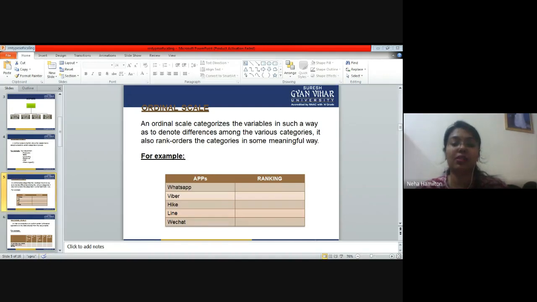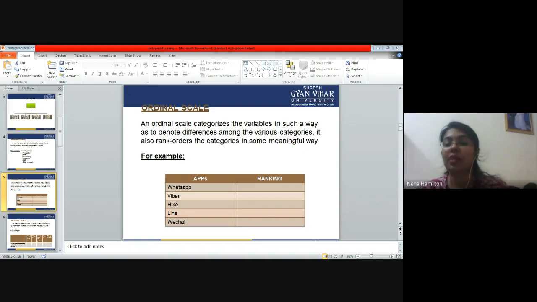Then we have the ordinal scale. As the name suggests, ordinal means we are ordering in a particular order, right? So an ordinal scale categorizes the variable in such a way as to denote differences among the various categories. It also rank orders the categories in some meaningful way.